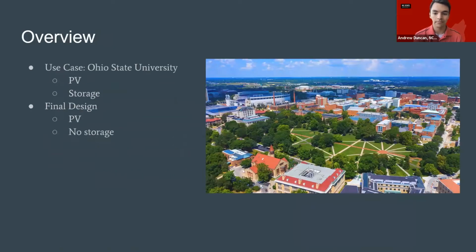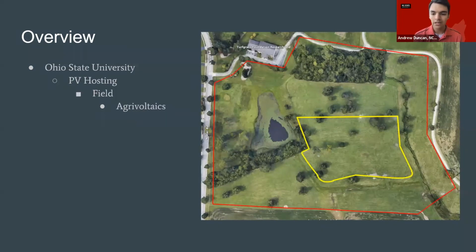To implement PV at Ohio State University, we thought it'd be best to diversify the kind of PV systems we used. As seen here, we are using agrivoltaics at the pasture field nearby Ohio State University. In addition to the agrivoltaics, we have both rooftop and carport PV systems to be implemented on select buildings on the Ohio State University medical campus, which range from hospitals to garages.